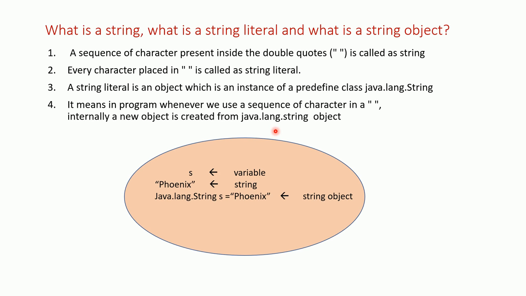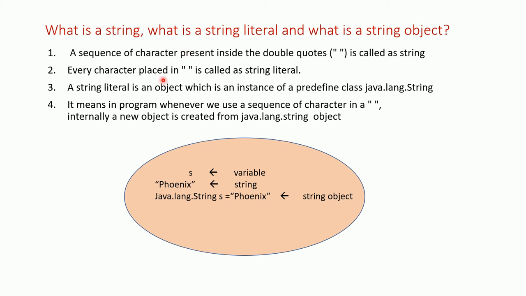Let's see what a string literal is and what a string object is. If we see the first point, what is a string? A sequence of characters present inside the double quotes is called a string. We can say a string is what is present inside the double quotes.